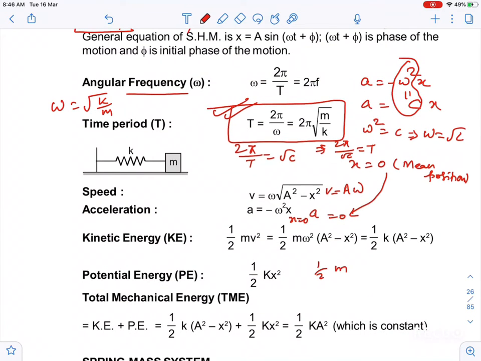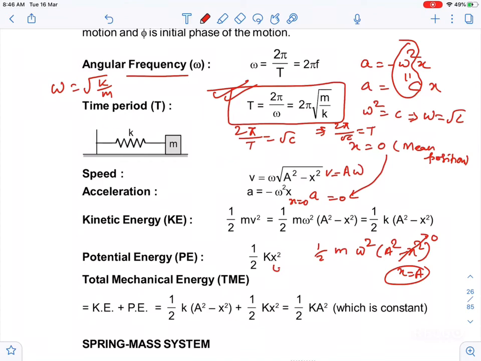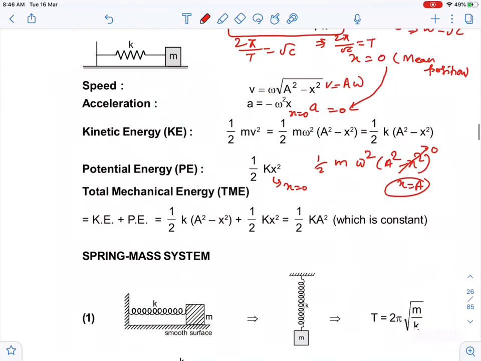Kinetic energy is half mv square. So I write half m into omega under root a square minus x square, whole squared, giving a square minus x square like this. Kinetic energy is maximum at the mean position because x is equal to 0, and minimum at the extreme position, because x becomes a and kinetic energy becomes 0. Potential energy is minimum at the mean position, at x is equal to 0 potential energy is 0, and potential energy is maximum at x is equal to a. Total energy is always, guys, half k a square, where k means m omega square, so half m omega square a square.